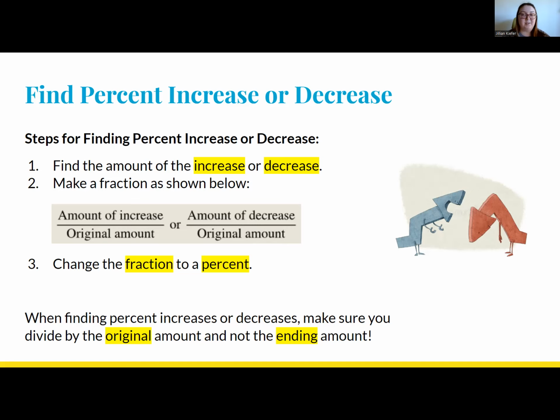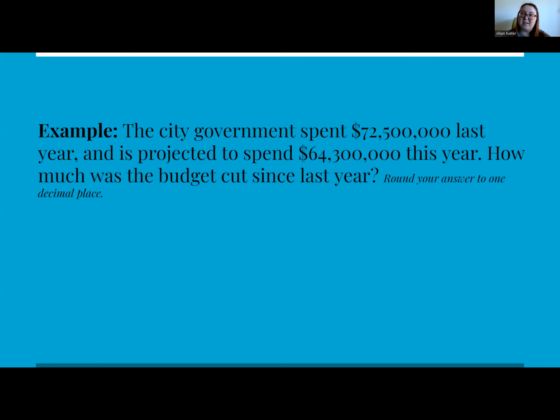So that's how we'll calculate percent increase and decrease, which we can use for our example. So we say the city government spent 72,500,000 last year, and is projected to spend 64,300,000 this year. How much was the budget cut since last year? So last year we spent 72,500,000, and this year we're projected to spend 64,300,000. So that was obviously a decrease. We went from about 72 million to about 64 million. So we definitely decreased, but we want to know how much was the budget cut.